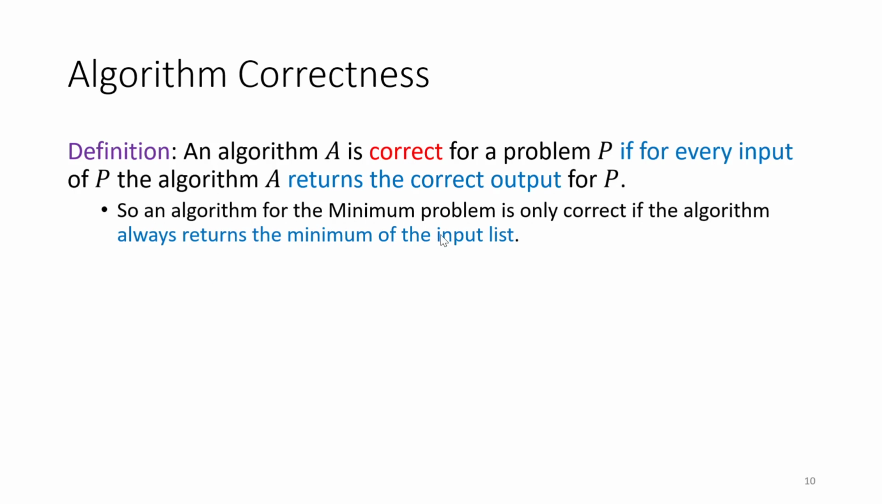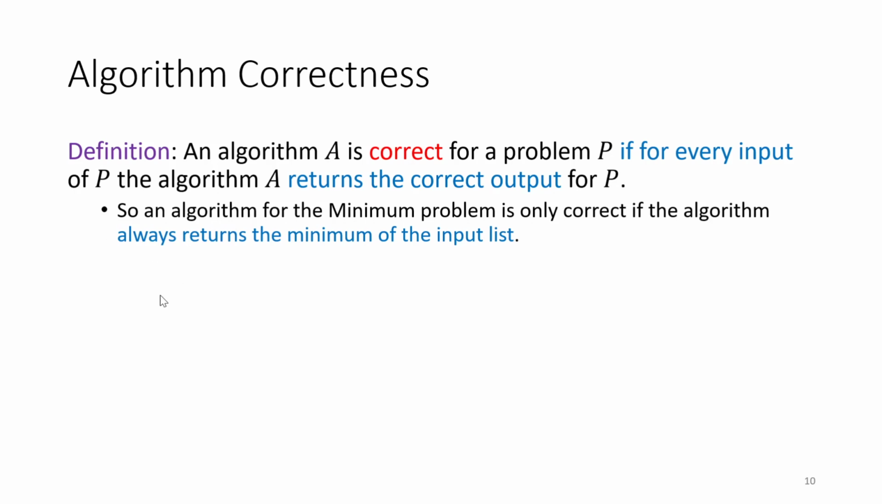So again, we looked at the minimum problem. The problem at hand is the minimum, and so what makes our algorithm correct is if it always returns the minimum of the input list. Okay, always is important there too, not just sometimes. We don't want it to just sometimes be correct. Maybe sometimes we can't find an algorithm that's correct all the time, or not an efficient one, and then sometimes we're okay with algorithms that are correct only some of the time.